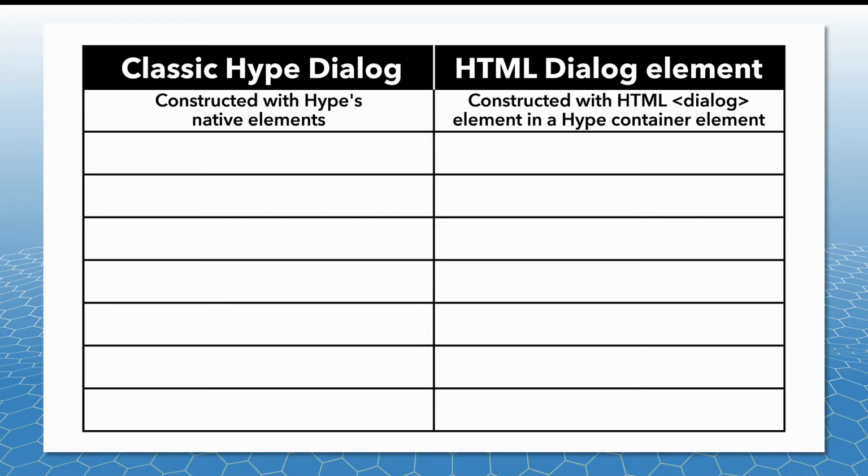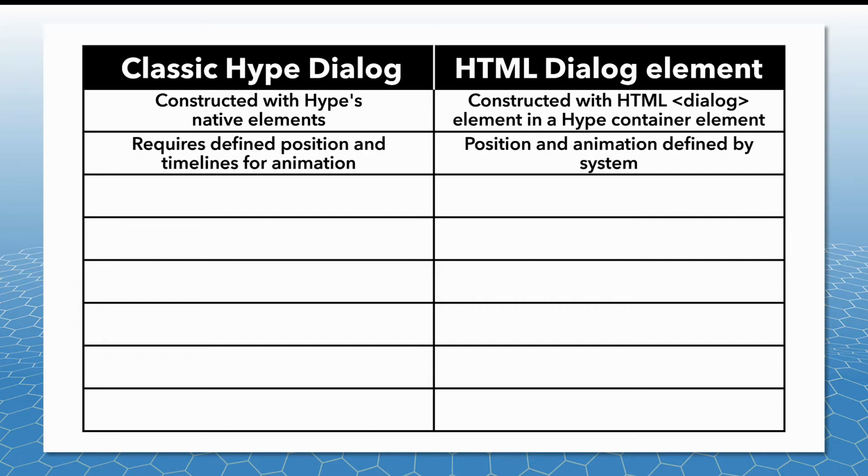I've made this table to illustrate exactly what I mean. So, let's start out by comparing the work necessary to make a generic dialog. In Hype, you'll need to select an appropriate collection of text fields, shapes, and buttons, assemble them into a group, define the group's position, and then construct a timeline to animate it into view.